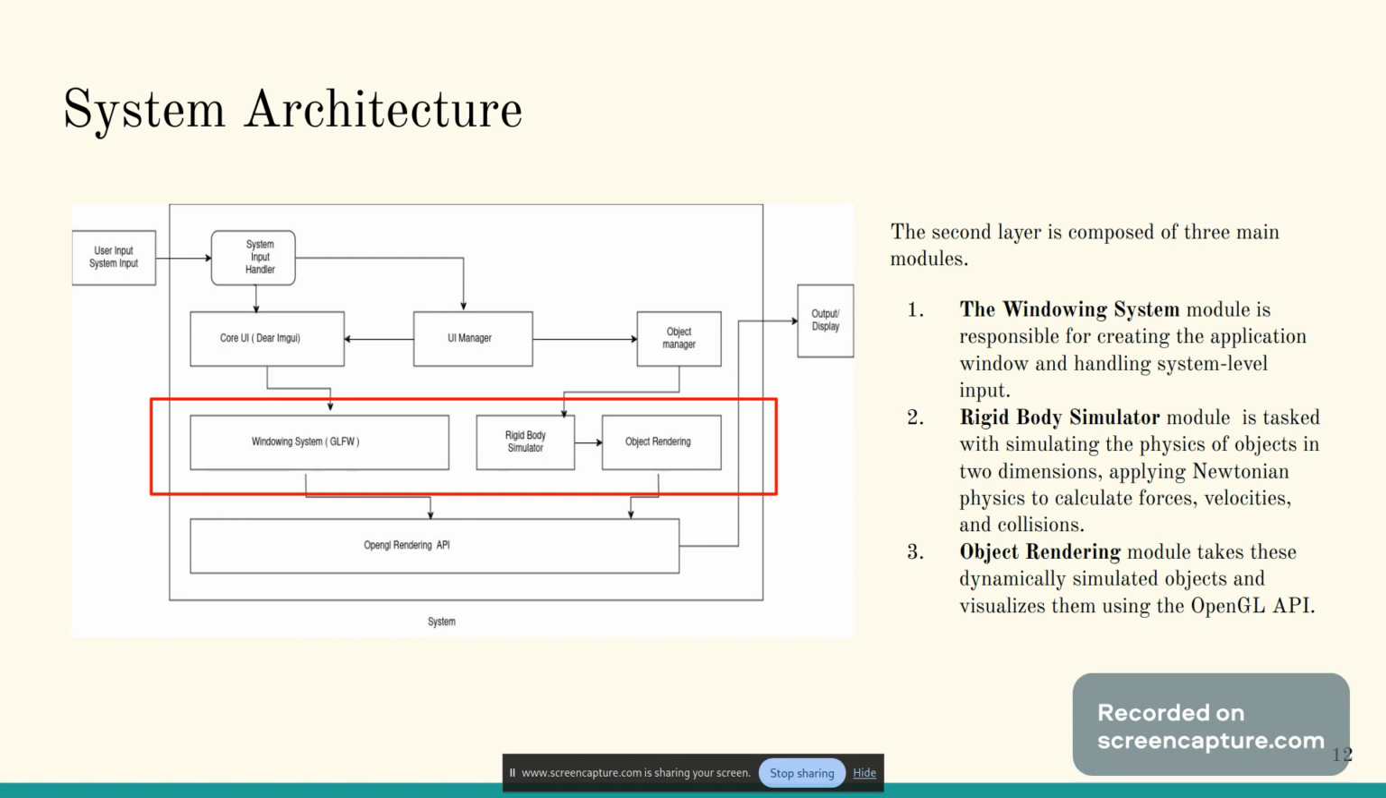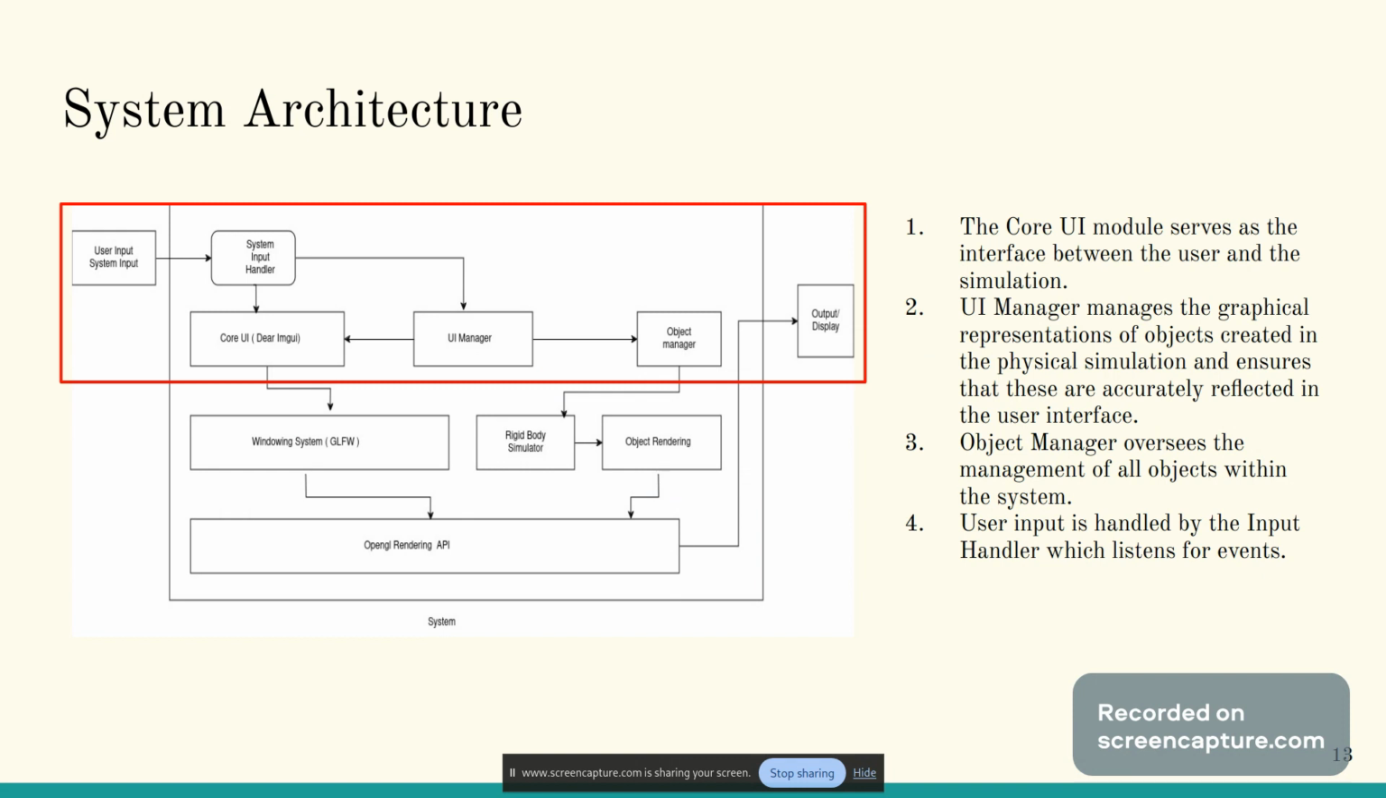The windowing system is GLFW. The rigid body simulator applies Newtonian physics to calculate forces, velocities, and collisions. And the object renderer directly interacts with the OpenGL rendering API to visualize the simulated objects. The last layer, or the upper layer, consists of all those components that interact with the UI and user input.